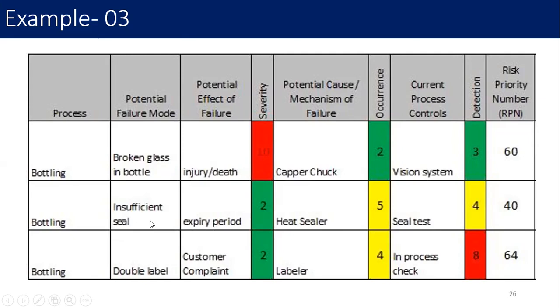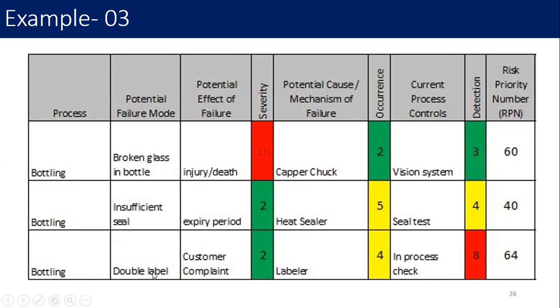The second one, insufficient seal. The severity is low. People won't die because the seal was insufficient. The severity is low. Occurrence is 5. It is somewhat higher than this one. Detection, here also they have a good detection technique. So the value is 40.